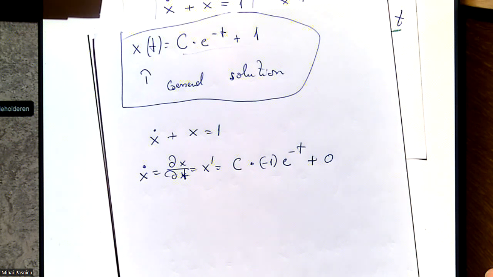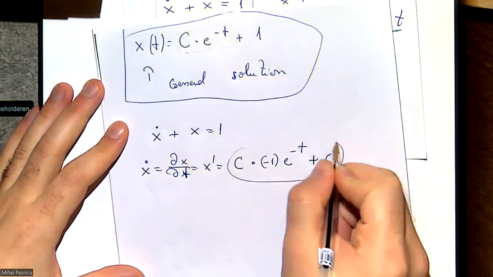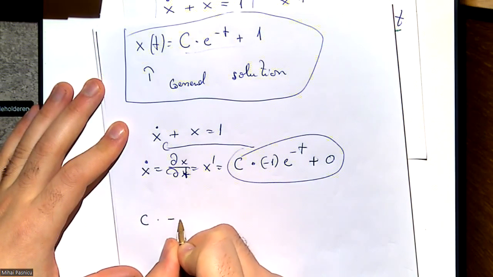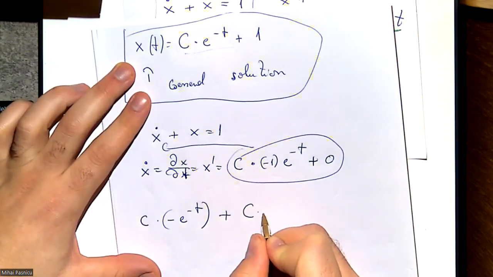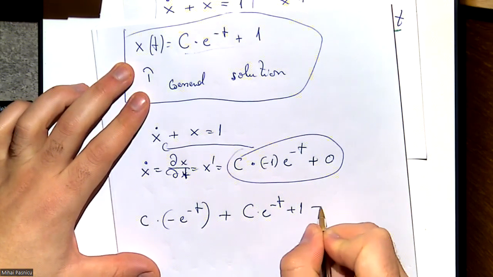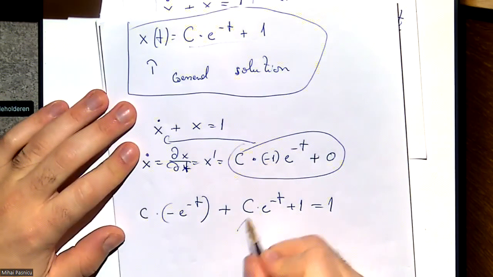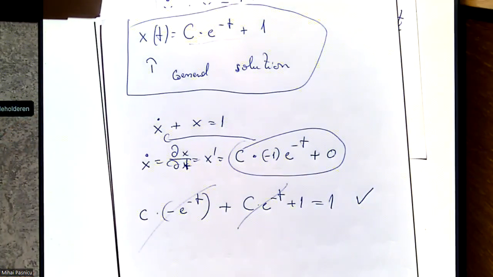Did everyone follow me on the derivative? Was it too fast? Okay. So now I just take this and plug it in here. So I get c times minus e to the minus t plus x, which is that thing, c e to the minus t plus 1, is equal to 1. And then you see that things cancel out. This cancels out with this because one is a minus, one is a plus, and this is 1 equals 1. So it just magically worked out. This is how you check if you're unsure of your result.